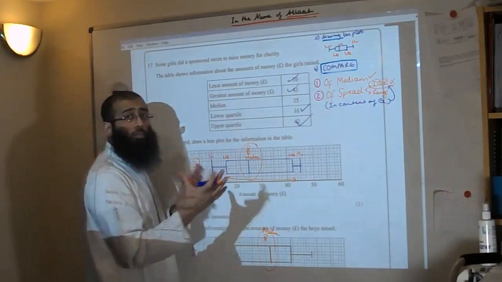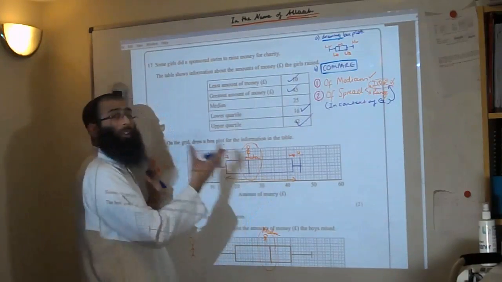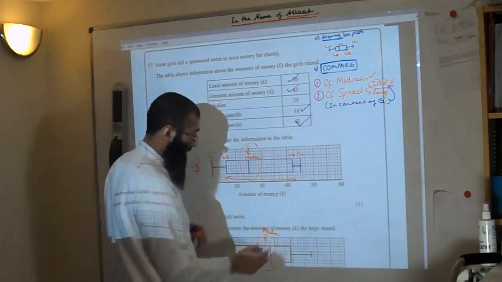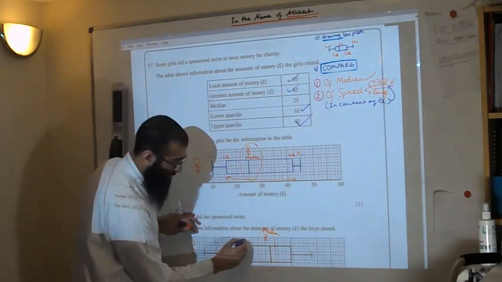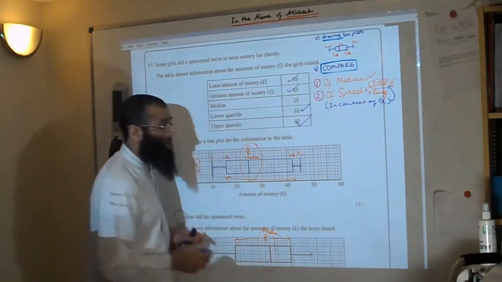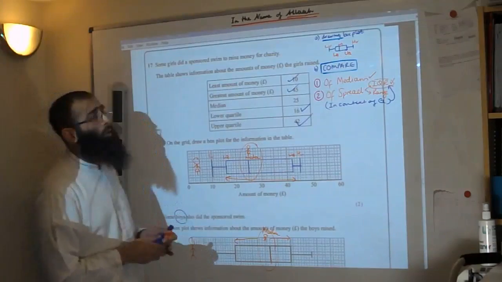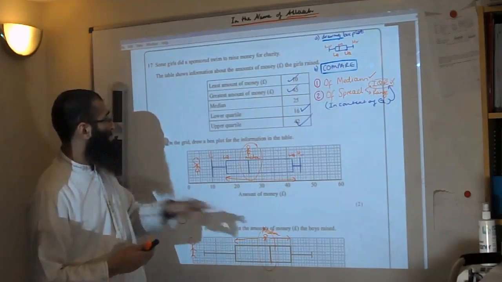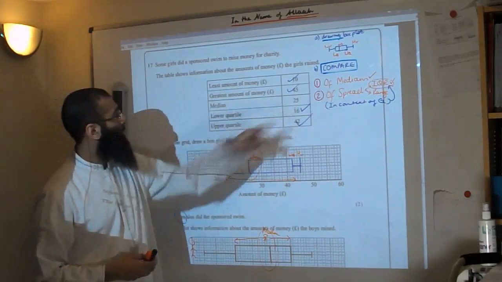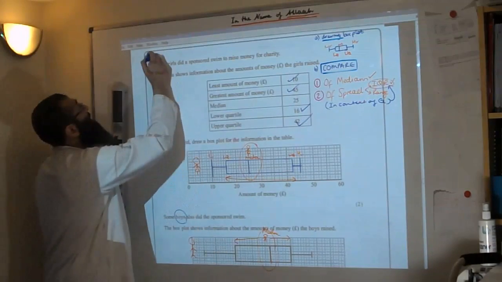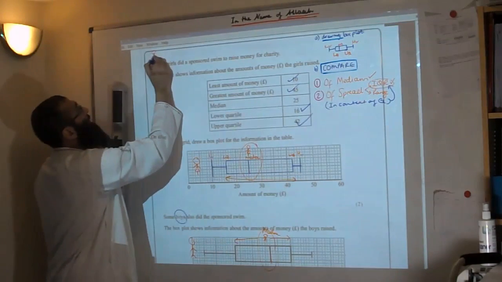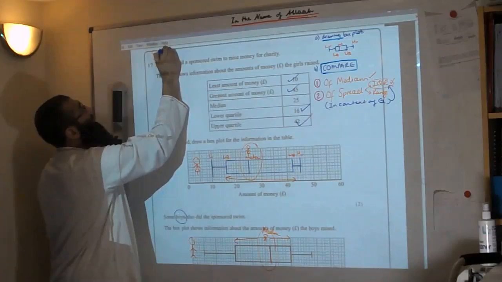So were a lot of them raising a lot of money, or were some of them raising a little bit of money and some of them a lot, and the same for this one over here. So let's work out the medians. First of all, let's look at the median. So the median for the girls was 25.